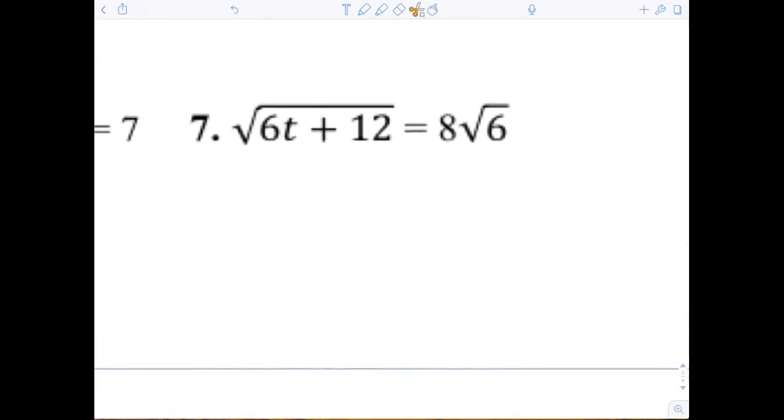Now I have to do what to both sides? Square both sides. So let's be careful now. 6t plus 12 equals 64 times 6, right?